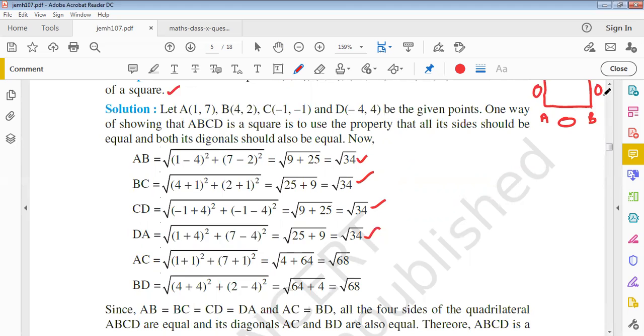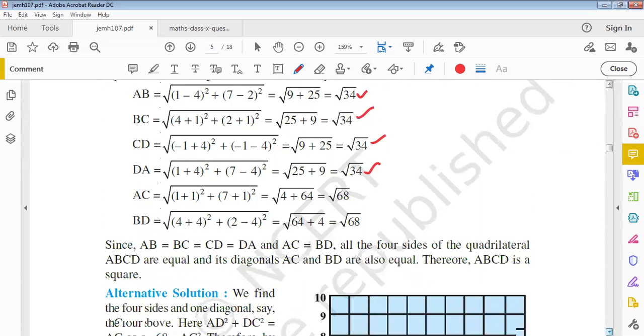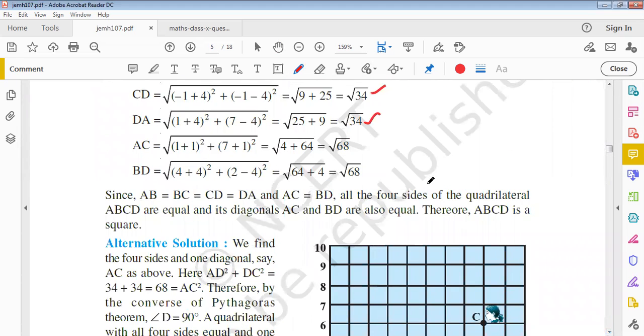So now, the lengths of the diagonals. Let us mark AC. What is a diagonal? When you join a line from one vertex to its opposite vertex, it is called a diagonal. So find the AC length and the BD length. If you find that the AC length and BD length are both the same, then they form a square. Otherwise, if they are not equal, then it turns out to be a rhombus. Clear? Next.